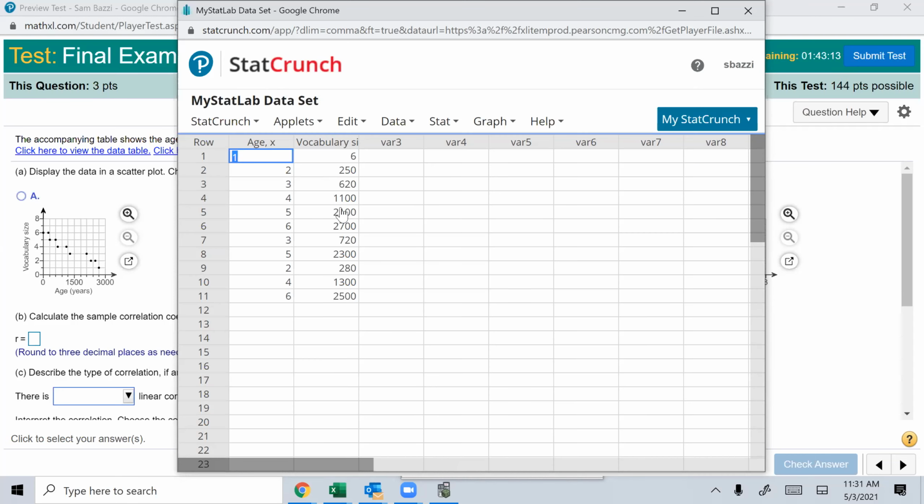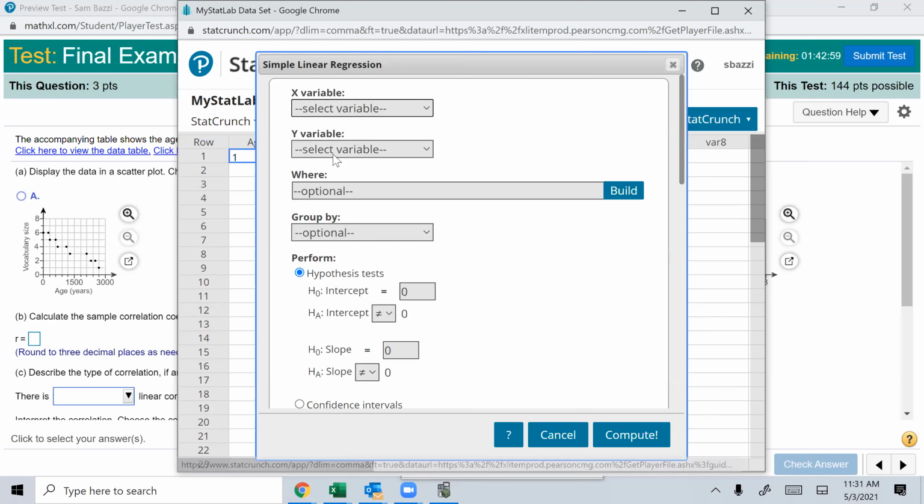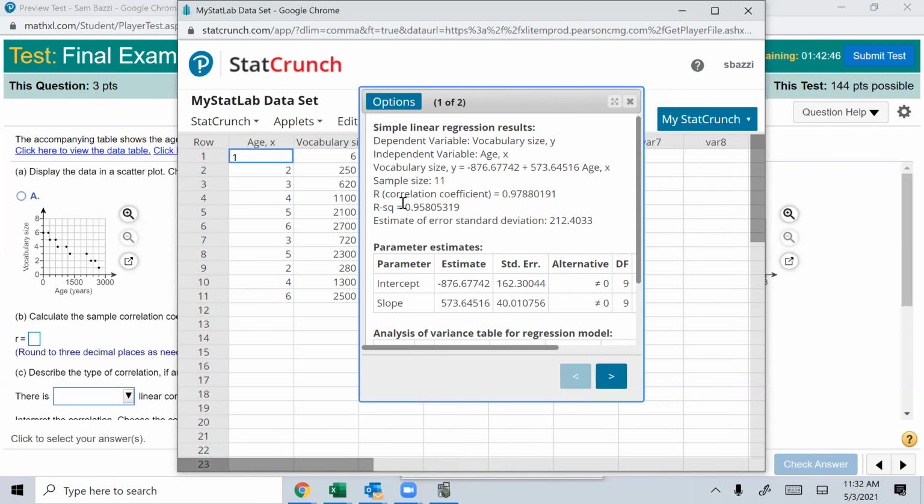Okay, for my C1 class, this is chapter 9, and for my section 98, 99, this is chapter 4. So you go to stat, regression, simple linear. X variable is age, Y variable is vocab, and I wouldn't worry about the rest. And here you go. Watch, guys. The correlation coefficient is 0.9788. R square, which is the coefficient of determination. The S, if he asks you for the estimate of error, standard deviation, is 212. And this is the equation, guys.